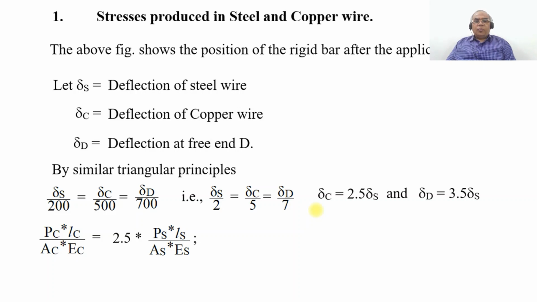That is equal to 2.5 into PS into LS by AS into ES. Similarly, PC into LC, the length is 400, divided by 600, that is the area of cross section, into EC, that is the Young's modulus of the copper wire, will be equal to 1.2 into 10 to the power of 5. This is as per the data given.